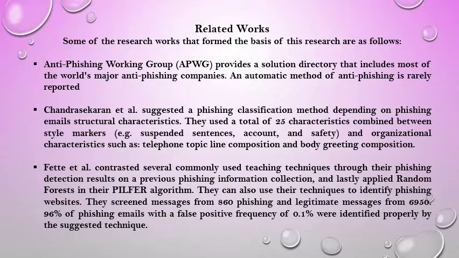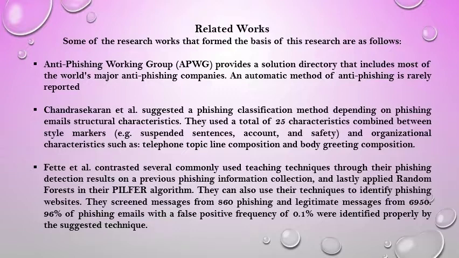Related works. Some of the related works that formed the basis of this research are as follows. The Anti-Phishing Working Group, APWG, provides a solution directory that includes most of the world's major anti-phishing companies. An automatic method of anti-phishing is rarely reported. Chandrasekaran suggested a phishing classification method depending on phishing email structural characteristics. They used a total of 25 characteristics combined between style markers, like suspended sentences, accounts and safety, and organizational characteristics such as telephone, topic line, composition, and body greeting composition.